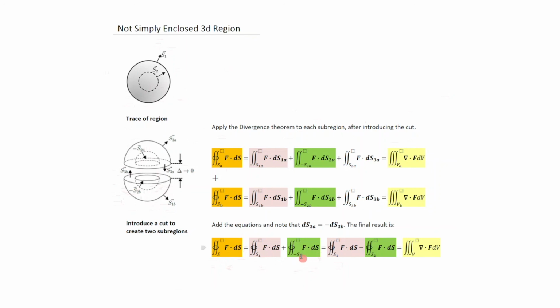Or alternatively, you want to reverse the direction so that it's pointing in the opposite direction. You can make this S2, but in that case, a minus sign goes here. When you glue these two volumes together, this is the total volume of interest, which is enclosed. So this is how you would apply the divergence theorem if you have a hollowed out region.